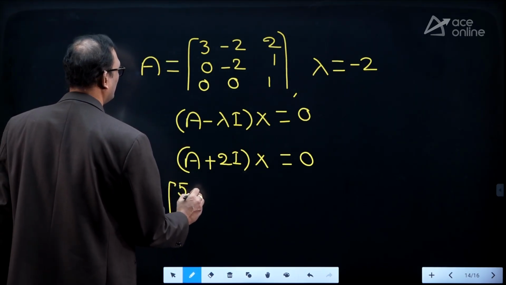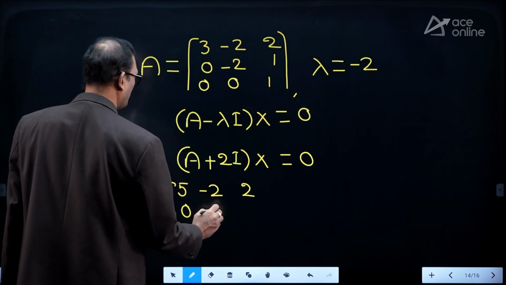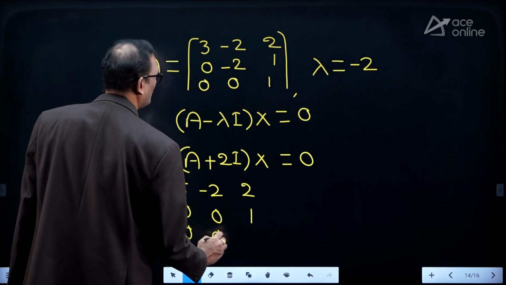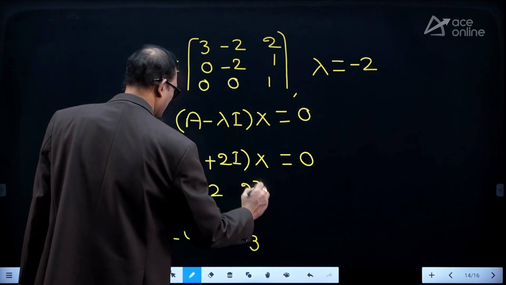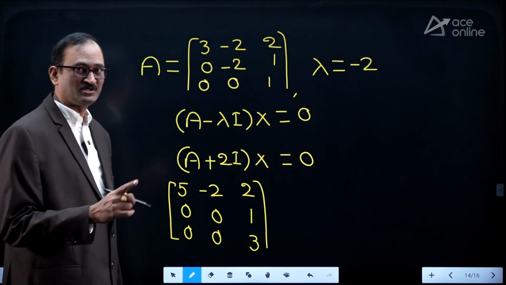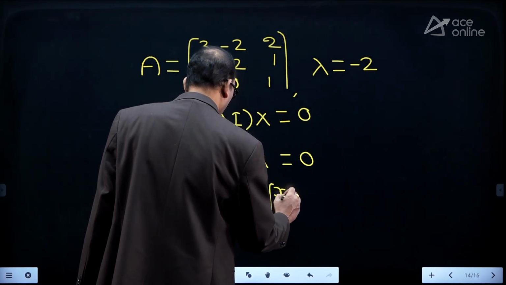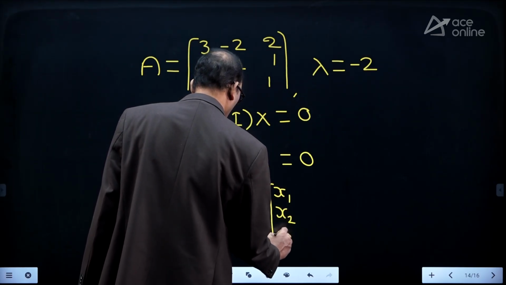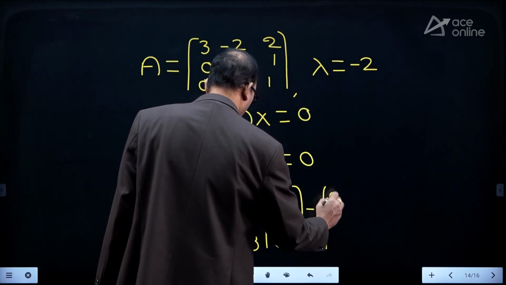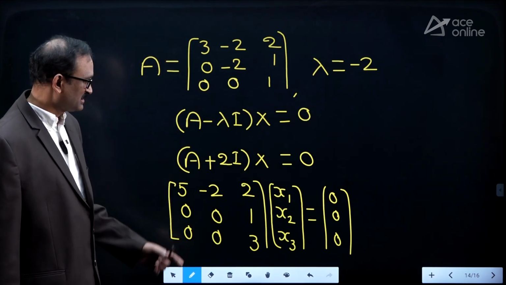3 plus 2, 5, minus 2, 2. 0, minus 2 plus 2, 0, 1. 0, 0, 1 plus 2, 3. Just add plus 2 to the diagonal elements of the given matrix so that you can get A plus 2I. Capital X is the eigenvector, let it be x1, x2, x3. Because the eigenvector we don't know, that's an eigenvector.